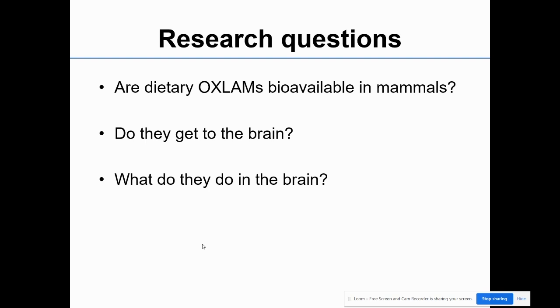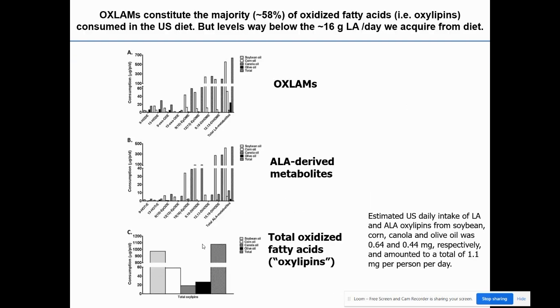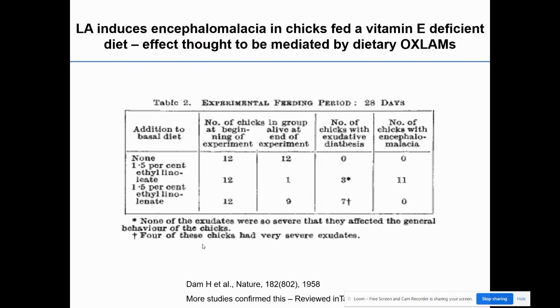So again, let's take a step back, or 2 steps back. LA is the most abundant fatty acid in the diet. It's a precursor to OXLAMs, which can be formed in your frying pan or enzymatically by enzymes in our bodies. But we take a lot less OXLAMs compared to LA. Yet there was this paper in the 50s showing that OXLAMs in the diet, even though they're much less compared to LA itself, caused encephalomalacia in chicks.